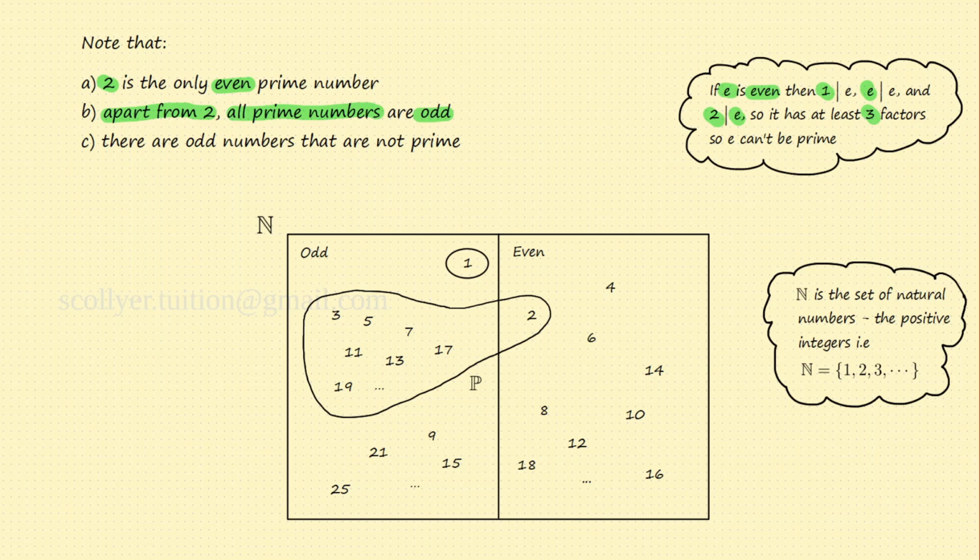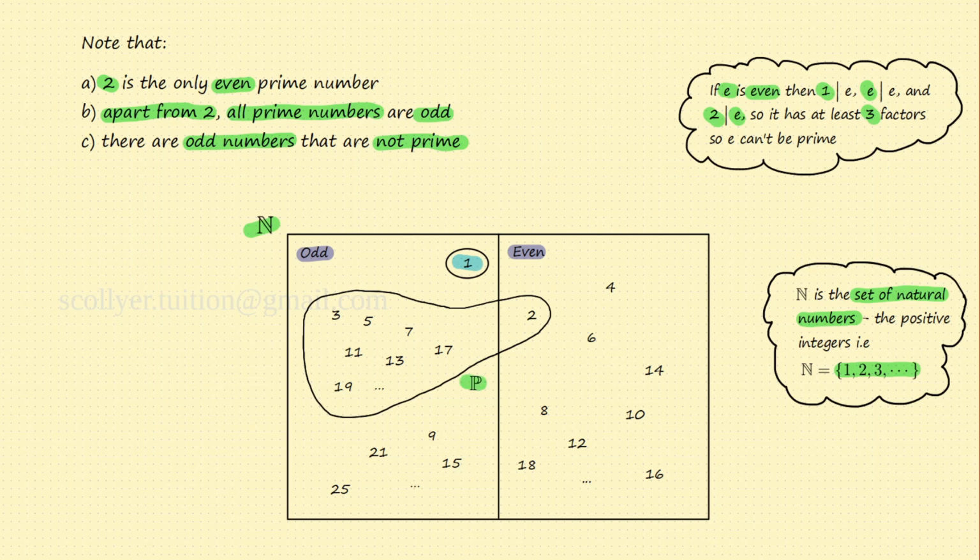And finally, although all prime numbers are odd, with the exception of 2, there are of course odd numbers that are not prime. And so we can illustrate the prime and composite number sets on a Venn diagram as shown below. The big rectangle is the set N, the set of natural numbers, i.e. the set containing 1, 2, 3 and so on up to infinity. N can be partitioned into the odd and the even integers. 1 is neither prime nor composite.